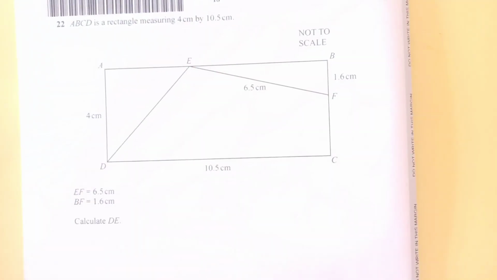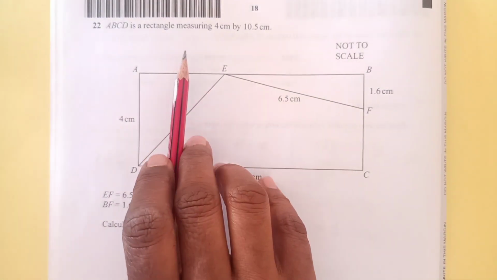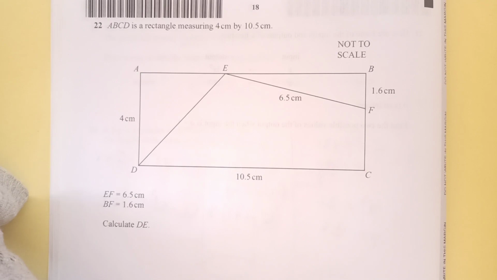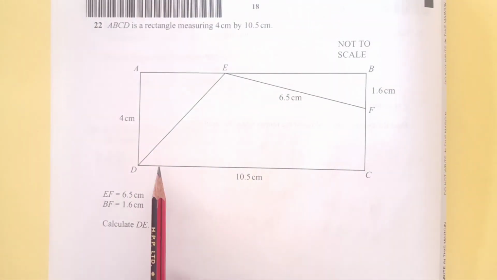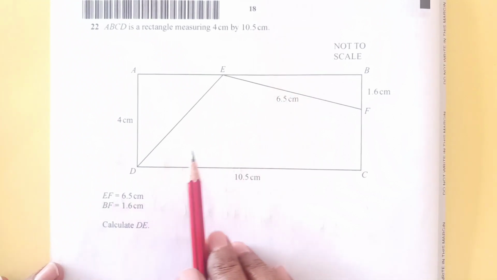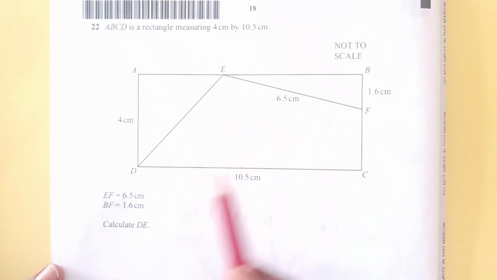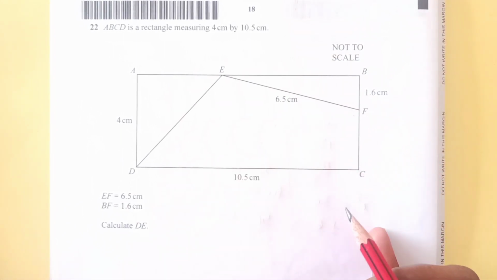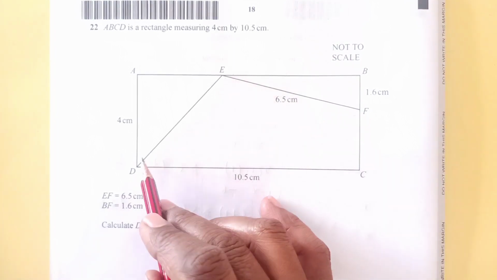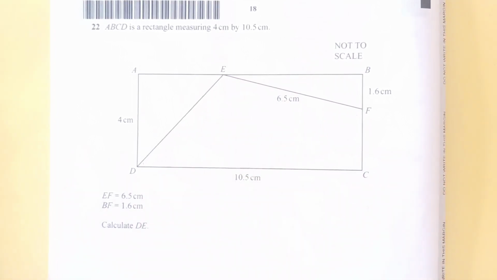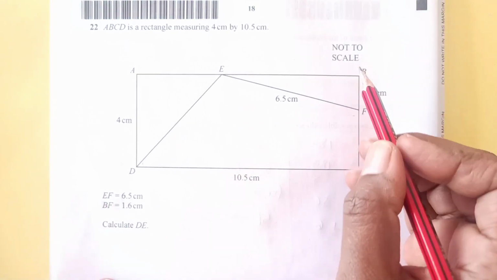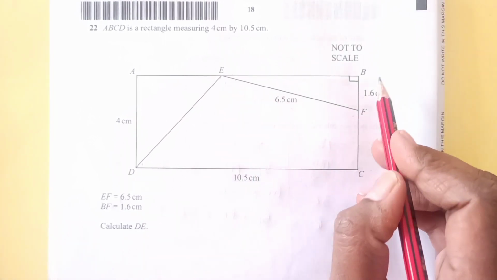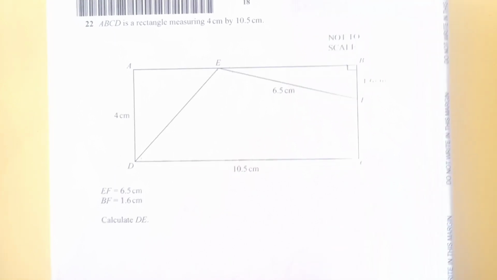Now here number 22, ABCD is a rectangle measuring 4 centimeters by 10.5. So if you see, 4 centimeters is the width and 10.5 is the length here, right? EF, where is EF? Here, 6.5, and BF is 1.6. Calculate DE. Where is DE? DE, this length. We are looking for DE. Okay, so first of all we are given these two sides, right? As this is a rectangle, this triangle EBF is a right angle triangle, so we can apply Pythagoras theorem.